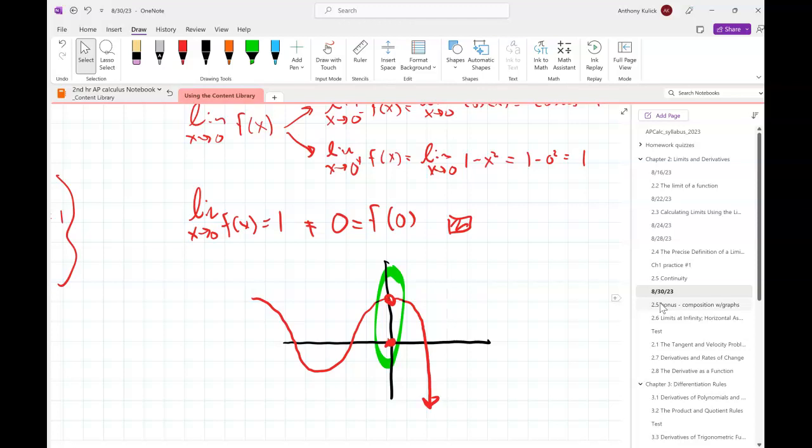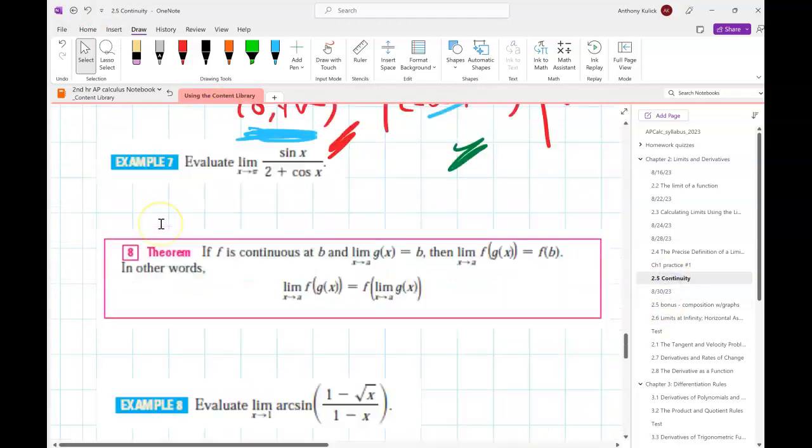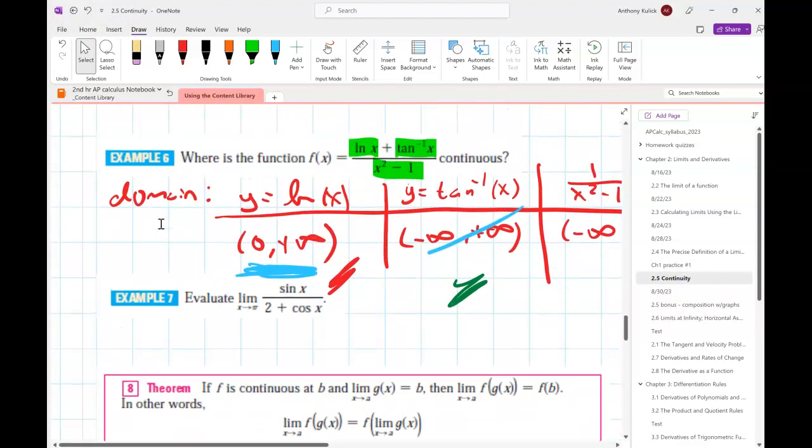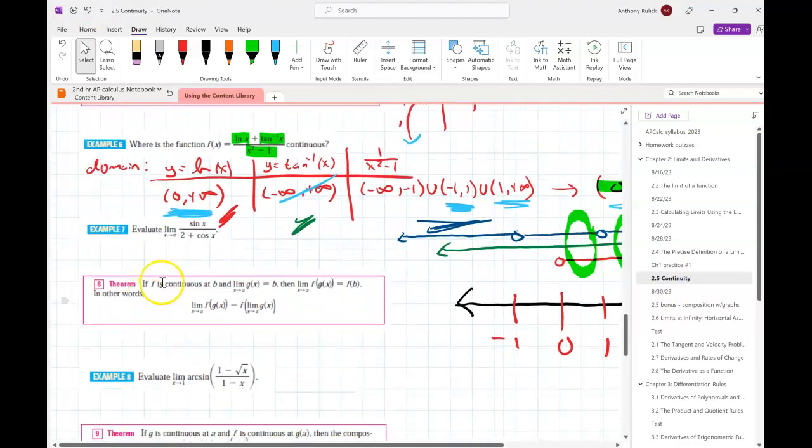All right. We need to finish 2.5 today. So on 2.5, we've been talking about continuity.